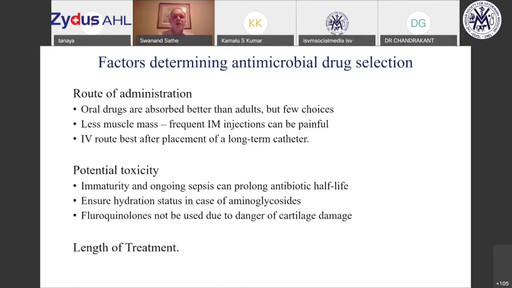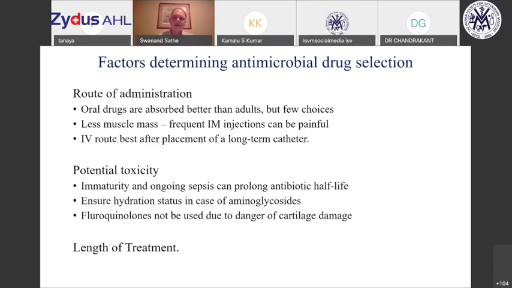So route of administration will also dictate which antibiotics you should select. Like I mentioned earlier, oral antibiotics are better absorbed in foals than in adults. So you do have the choice of giving oral antibiotics in foals. However, we have few choices in equine medicine.